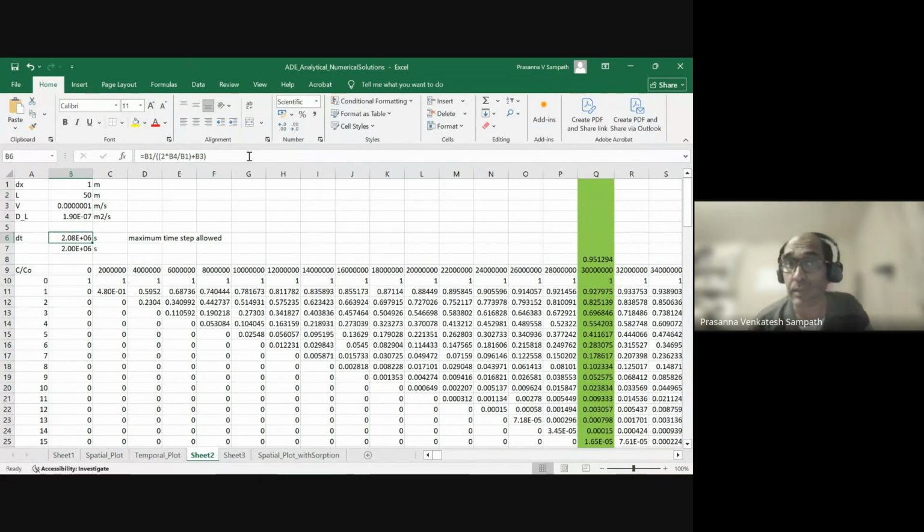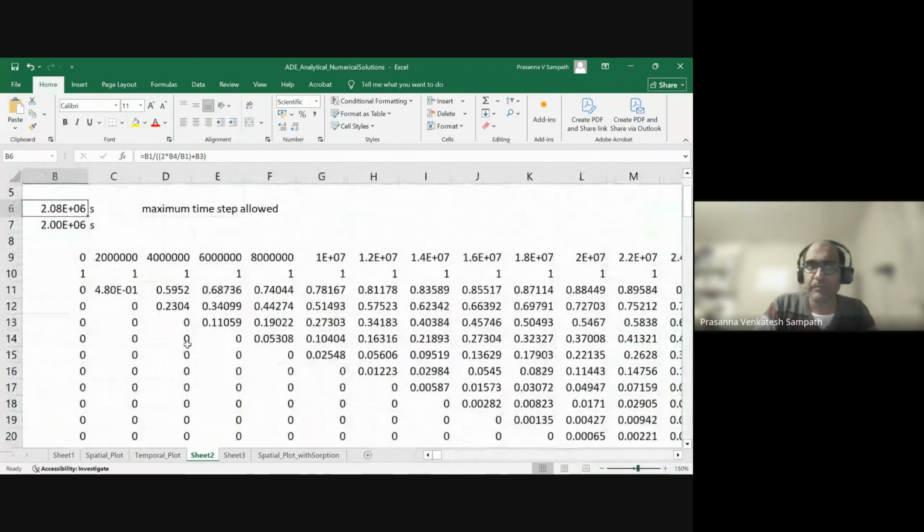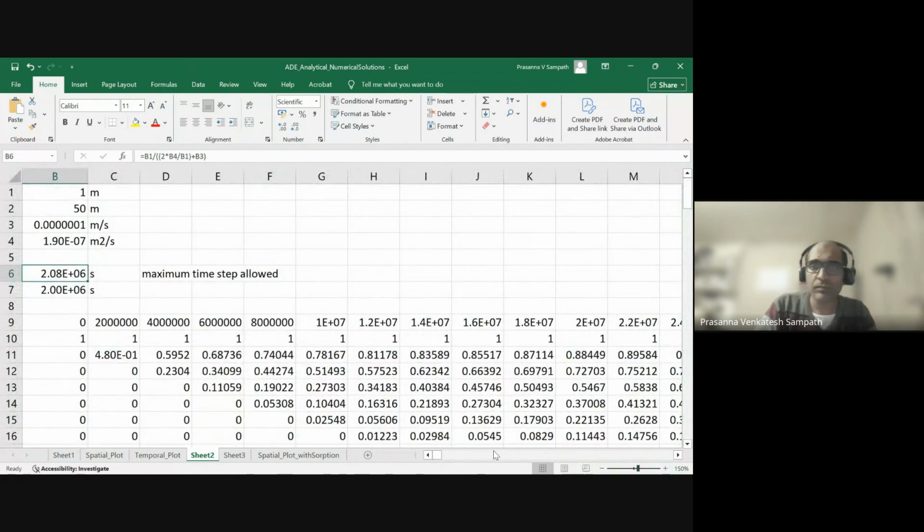What I'm showing in this sheet is the explicit scheme. Therefore, there is a maximum time step that's allowed. Zoom in a little bit more. I compute the maximum time step allowed using delta x divided by 2v by delta x plus d, or whatever it is. We used that formula to figure out the maximum time step, which seems to be 2.08 into 10 power 6 seconds. That's the maximum time step allowed.